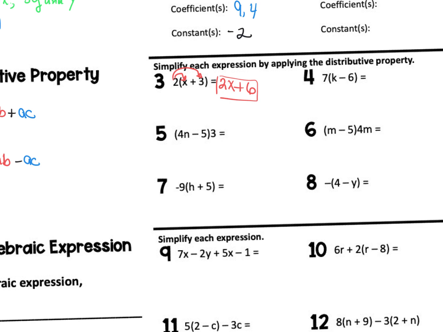Then back here you see the multiplier is in the back. It doesn't matter. You're still going to multiply to the front. So that's 12n minus 15, because negative 5 times 3 is negative 15. We got negative 9 times h is negative 9h. Negative 9 times 5 is negative 45. All right?